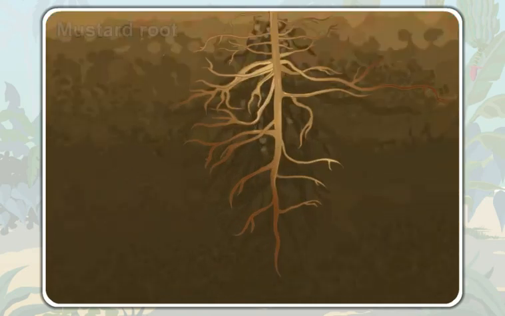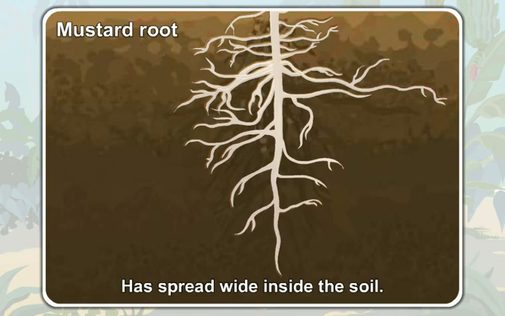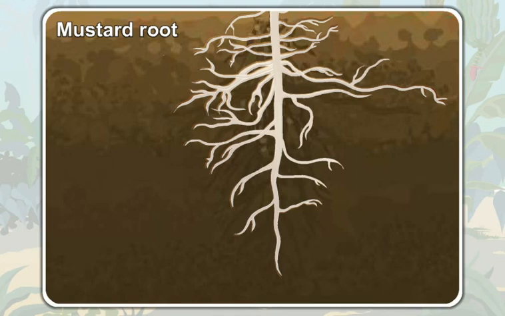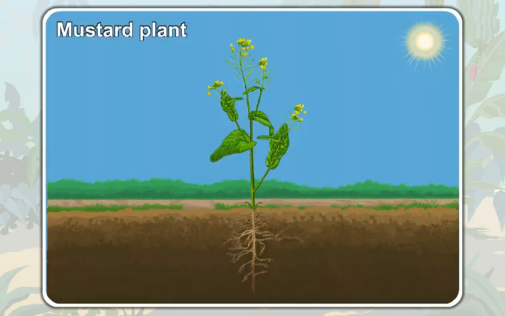Now have a look at the mustard root. It has spread wide inside the soil. Do you know why that is? In search of water. Yes, the mustard root spreads wide inside the soil to collect water from the soil. The stem carries the water collected by the roots to the leaves.